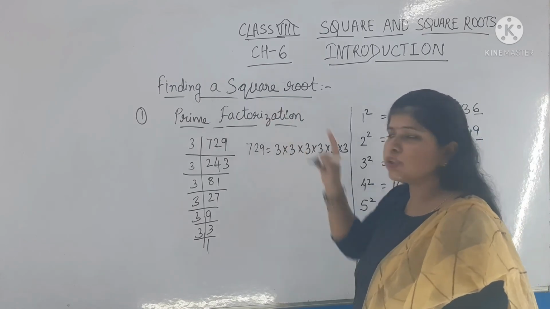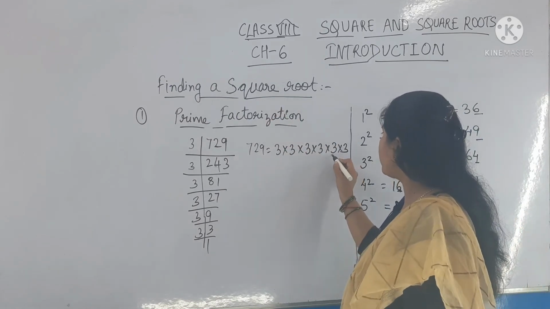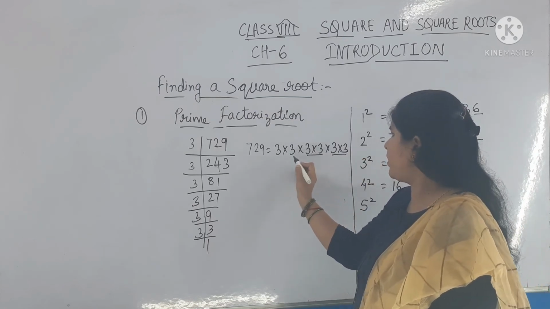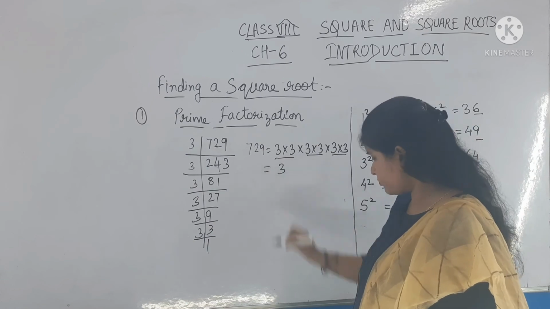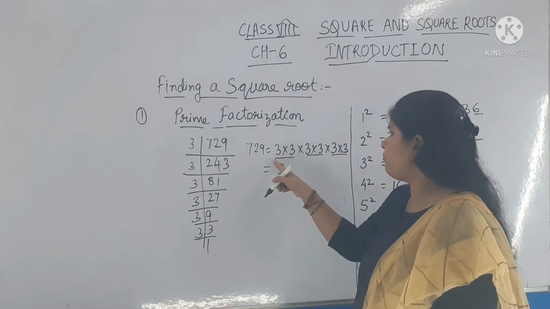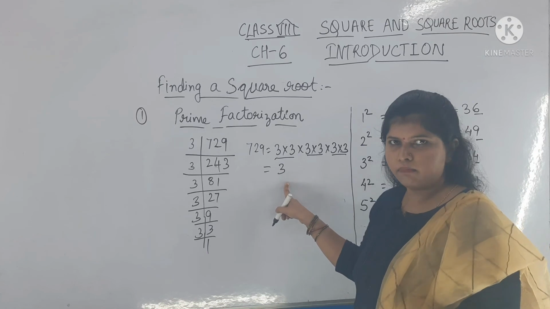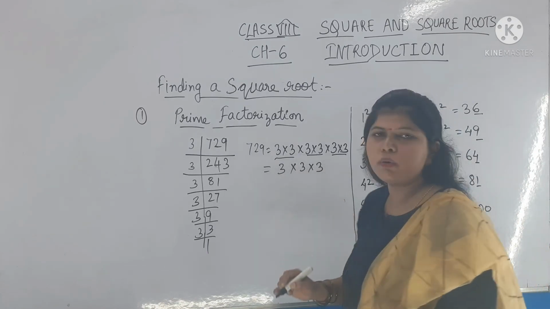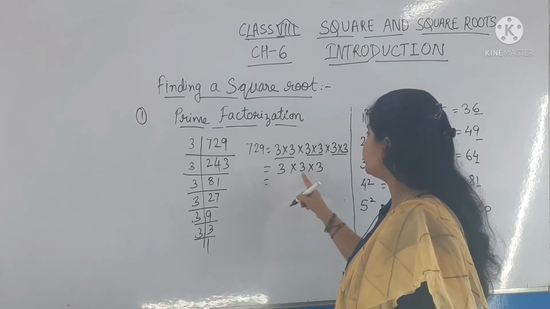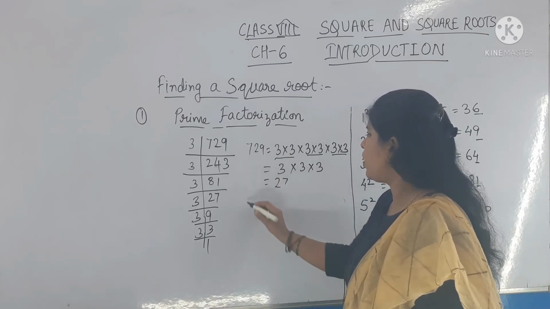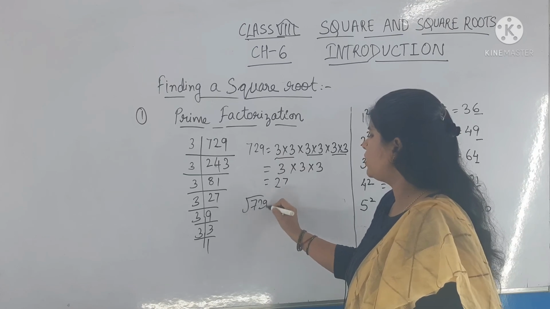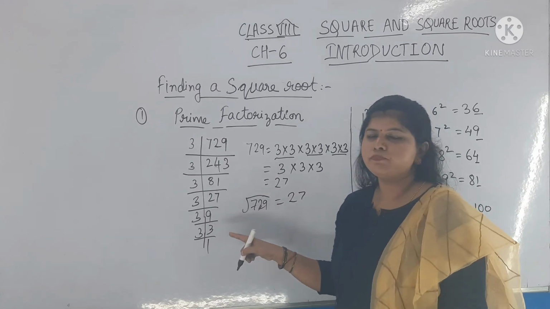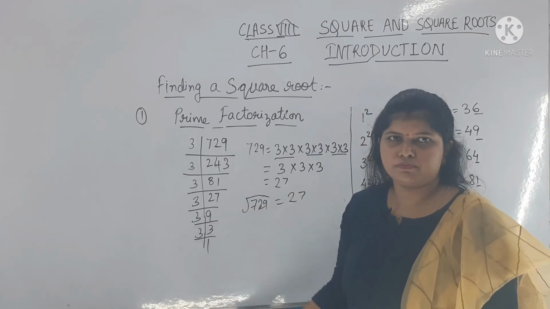So for finding a square root, what we have to do? We have to make pairs of 2 from the last digit. There are 3 pairs. So from each pair we pick only one number, that is 3. So 3 3s are 9 and 9 3s are 27. So the square root of 729 is equal to 27. That is the first method, the prime factorization.